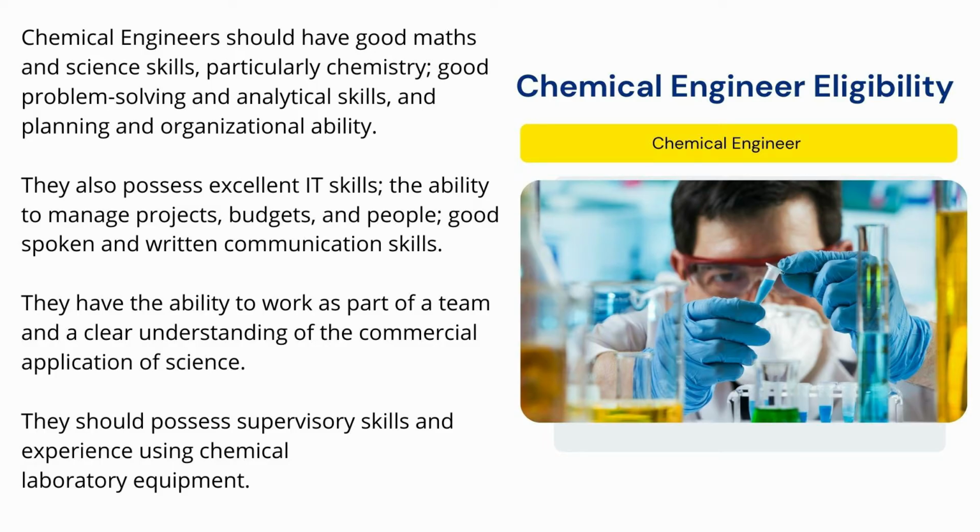Chemical engineer eligibility. Chemical engineers should have good maths and science skills, particularly chemistry, good problem solving and analytical skills, and planning and organizational ability. They also possess excellent IT skills, the ability to manage projects, budgets, and people, and good spoken and written communication skills. They have the ability to work as part of a team and a clear understanding of the commercial application of science. They should possess supervisory skills and experience using chemical laboratory equipment.